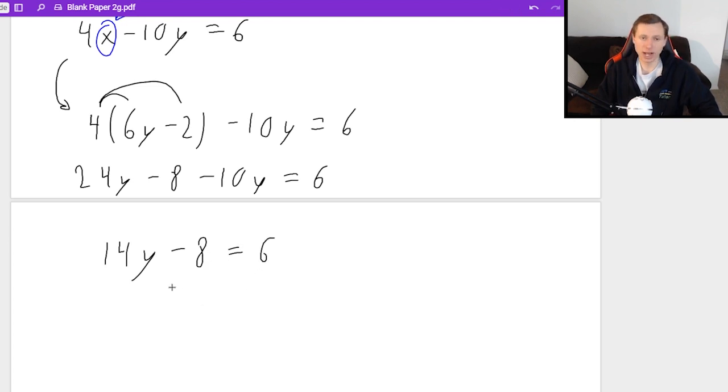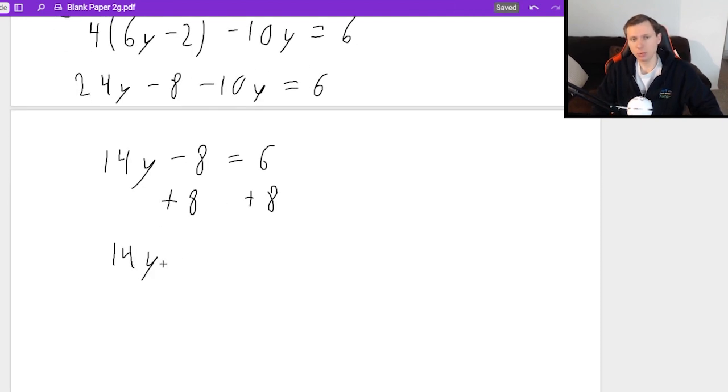If I want to solve for y, I need to add 8 to both sides. So that gives me 14y equals 14. Divide both sides by 14. We get y equals 1. There's one of our answers.